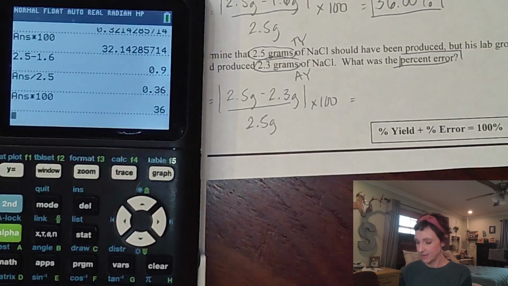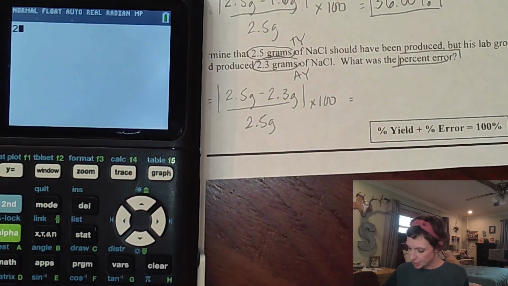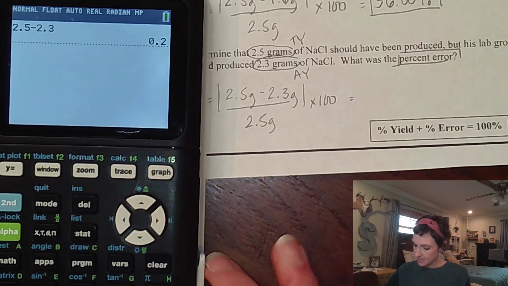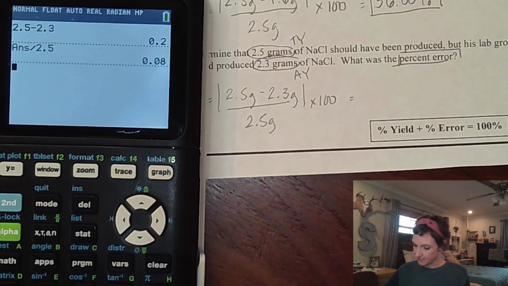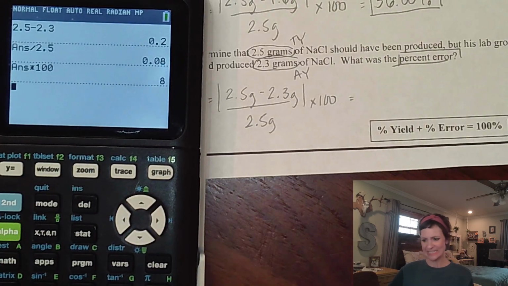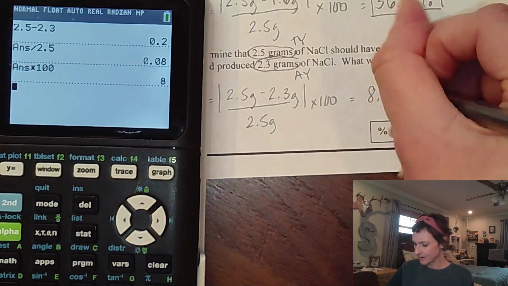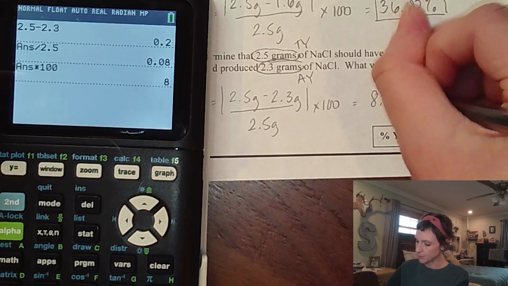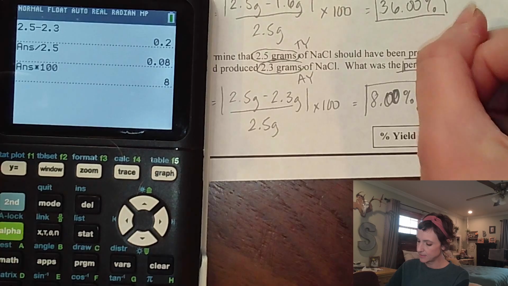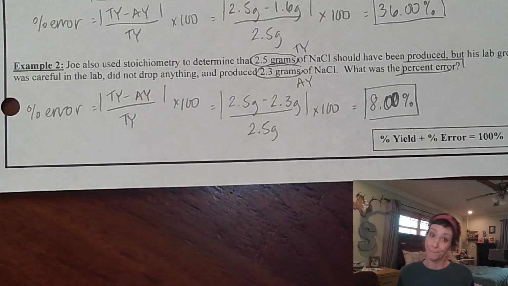So let's see what we get here. So we are ready to go. I say 2.5 minus 2.3 divided by 2.5 times 100. I get 8. Whoops, there's my zeros a little squirrely. 8%. Well, what does this mean? That means Joe's group was only 8% bad. Their percent error is only 8%.